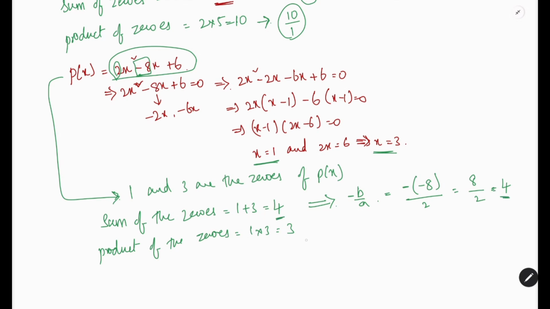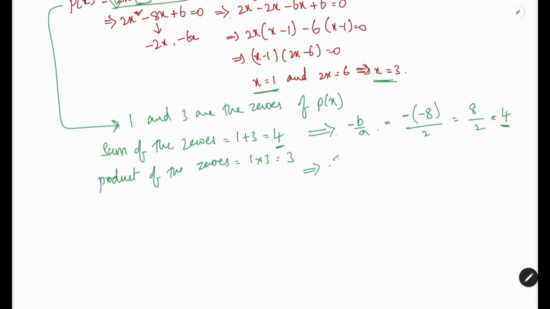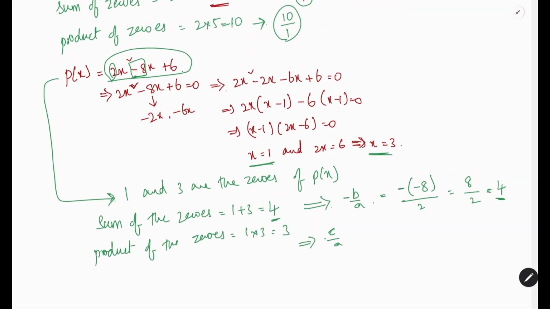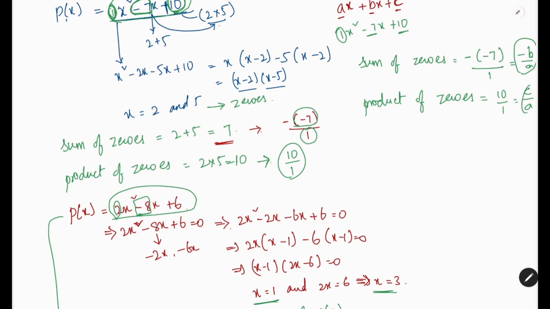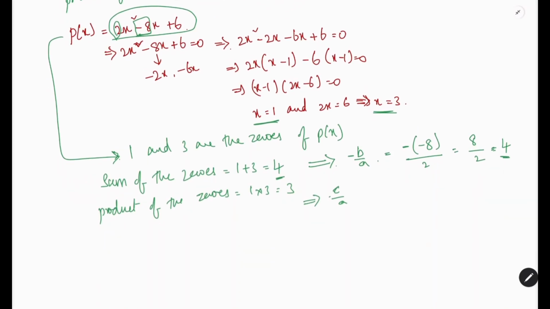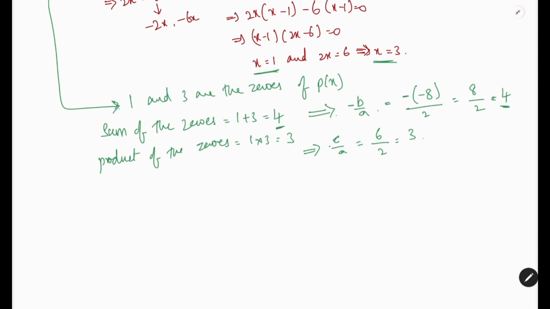Okay. Now product is what? Product is c by a. See here. Okay. What is c here? Constant term is 6. Constant is 6 by a, the coefficient of x square. 6 by 2 is 3. We have got the same one.